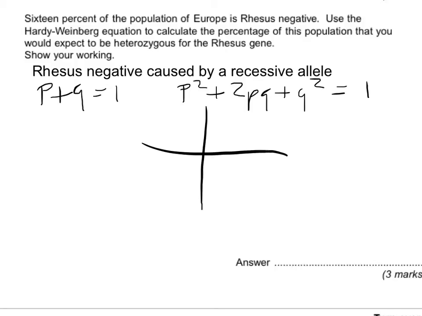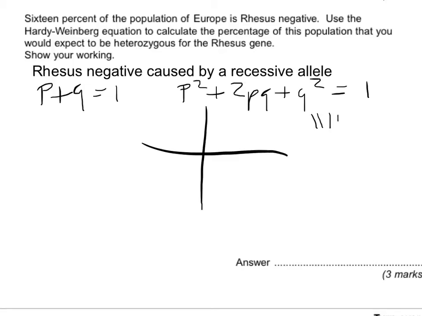Now just as a recap, a reminder, p and q are referring to the frequency of the alleles in the population. p squared, 2pq and q squared are referring to the genotypes. p squared being the dominant homozygotes, 2pq the heterozygotes, and q squared the recessive homozygotes. So what's our way in? Well, we've been told 16% of the population are rhesus negative, so 16% is our q squared.